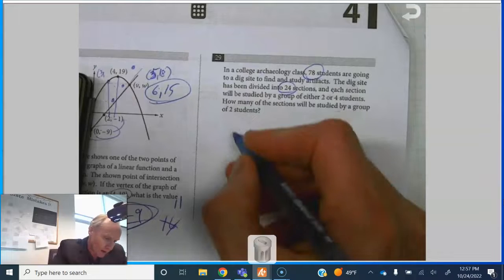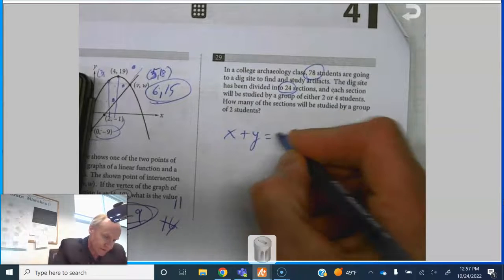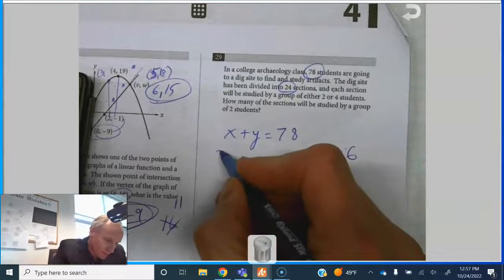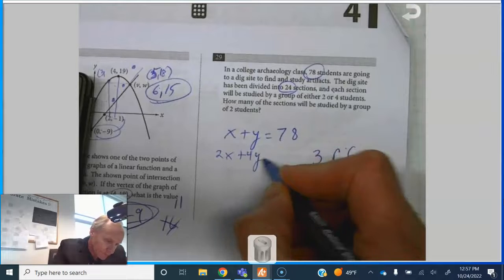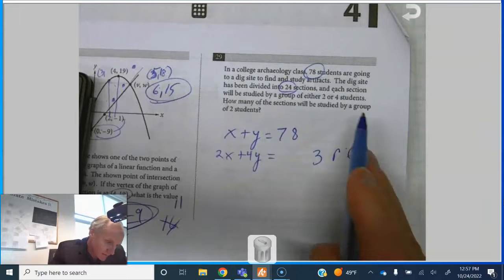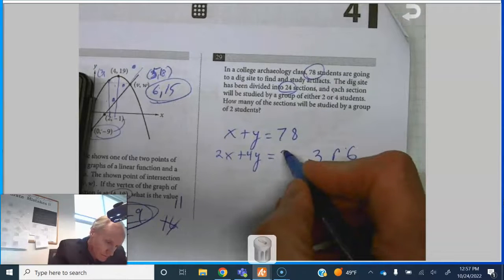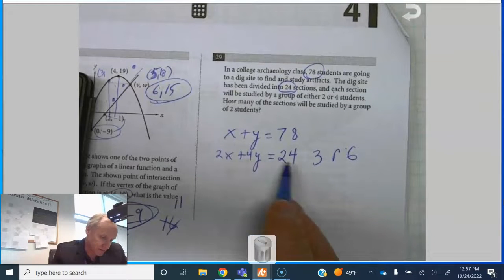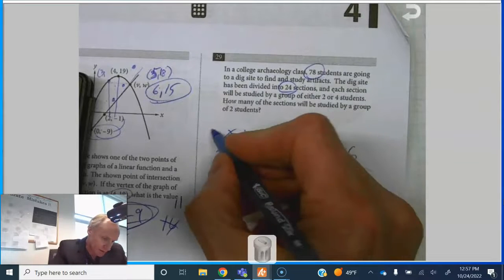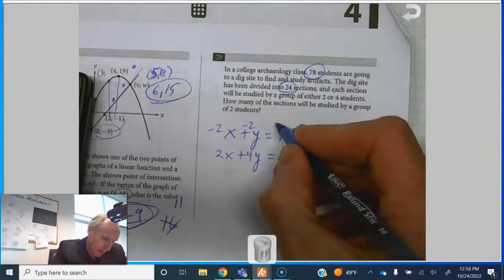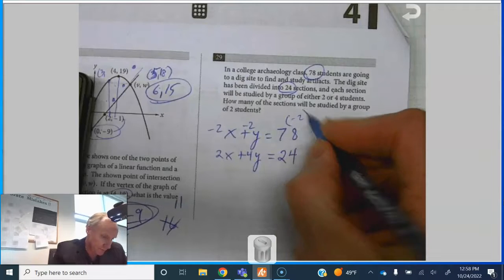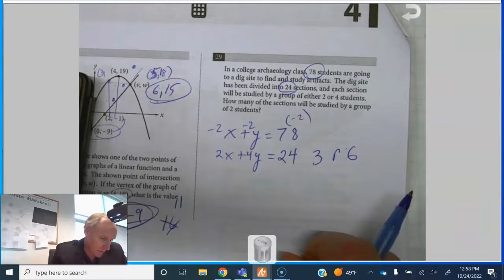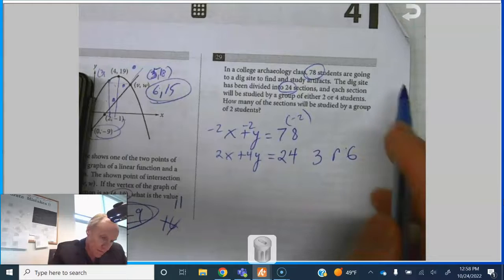Oh, x plus y equals 78. 2x plus 4y is equal to 24, because there's 2 students in each one. Let's see if this works. -2 times -2. Nope. Does not work. All right.